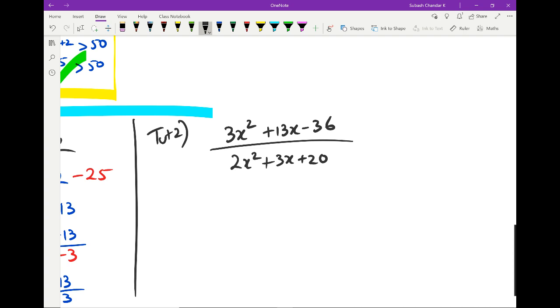I'm just going to check something first because that number looks a bit weird. 13x minus 36. Yeah, I'm thinking that you've actually given me the wrong question there, Aliana, because the top quadratic is not going to make sense. Let's have a look.